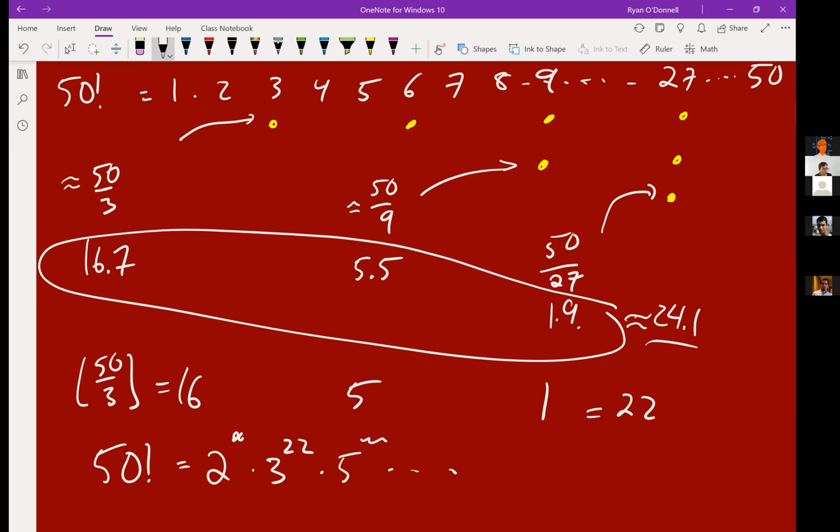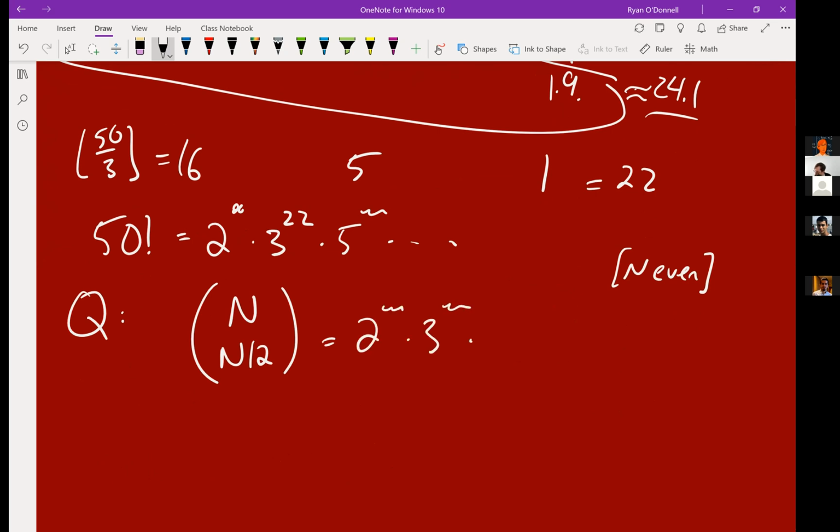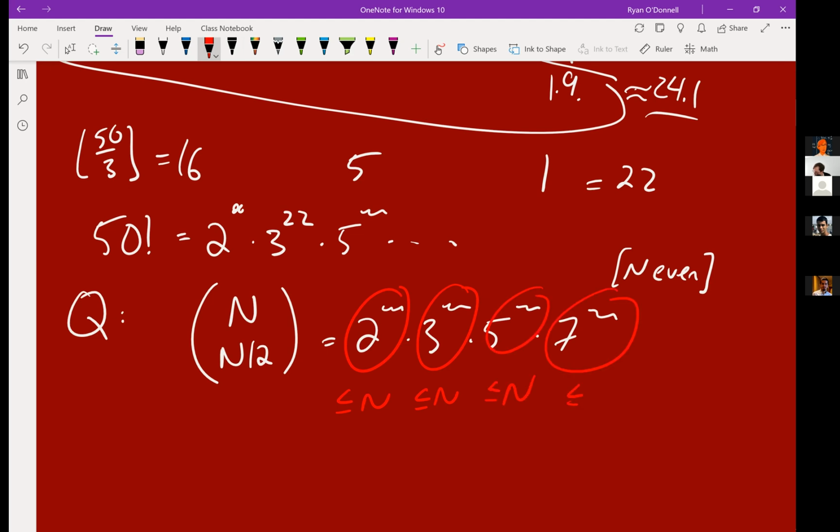So the point of this question was, let's say you do n choose n over 2, where n is even. And then you look at the prime factorization of this. It looks like 2 to the something times 3 to the something times 5 to the something times 7 to the something. And the claim is that this number is at most n, this number is at most n, this number is at most n, etc. Okay, so this is the question.